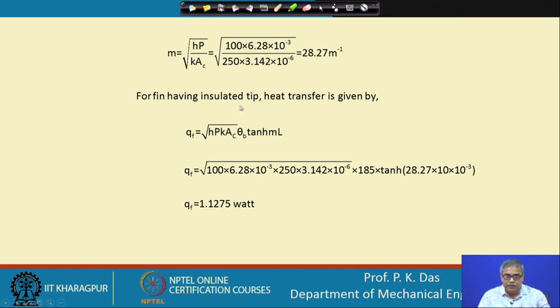For a fin having an insulated tip, heat transfer is given by the formula given below. See, in most cases of heat transfer calculation, we are going to assume an insulated fin tip. Now, here I would like to mention that I have shown the analysis of the fin this way only, but there are other ways of analyzing a fin: taking heat transfer from the fin tip, or taking a given temperature at the fin tip, or assuming that the fin is infinitely long, so ultimately it achieves the temperature of the surrounding fluid.